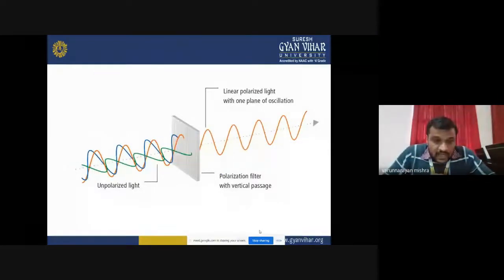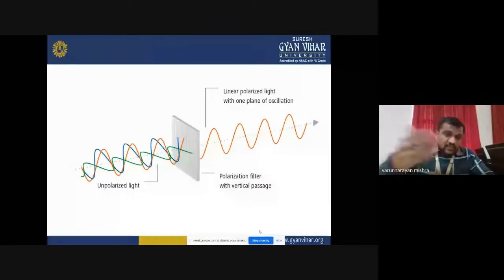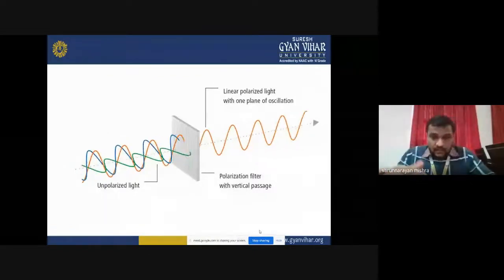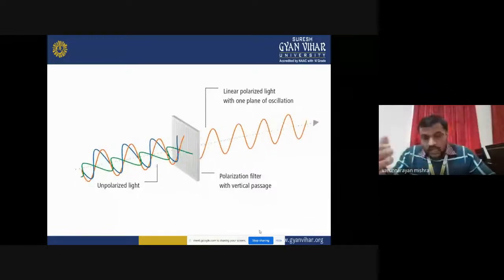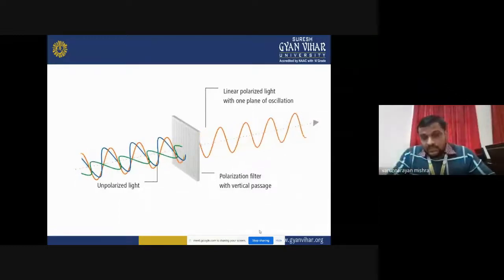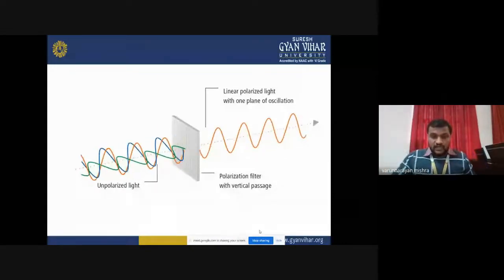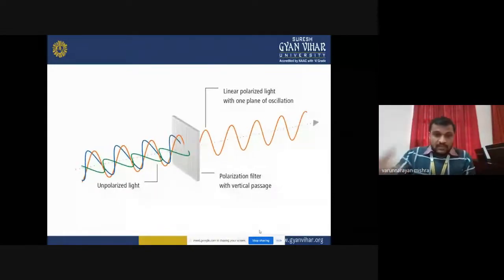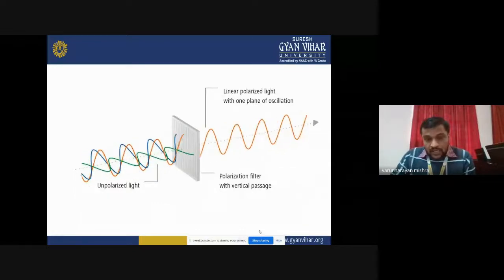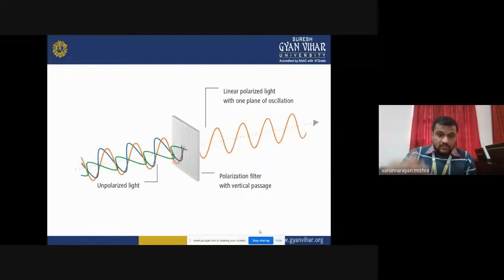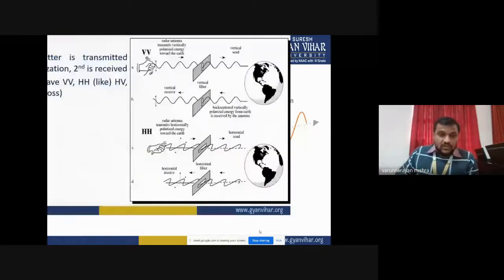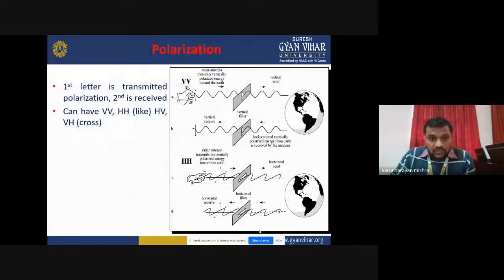Initially, if the light is unpolarized, it travels in all directions. But when we allow the light to travel in only a certain direction, either vertical or horizontal, it is known as polarized light. So polarization can be done with the help of a polarizer, a kind of system that only allows the light to travel in either the horizontal direction or the vertical direction. This is the concept of polarization. Polarization is very important in microwave remote sensing.